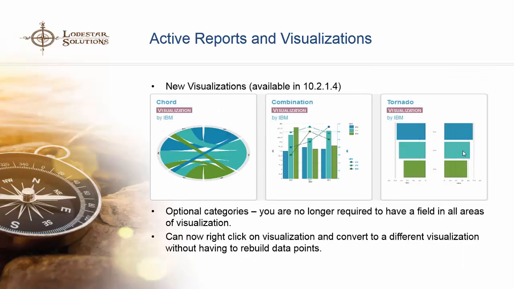Also, there are a few new visualizations that were actually released in 10.2.1 through FixPack 4, but they are a combination chart, a tornado chart, and a chord chart. Most of you have used a combination chart when you have the bar or column graphs with the lines showing different data points. The tornado chart is a bar chart that can show two opposite moving measures, which I think is pretty cool. And the last chart is a chord chart. What this does is show relationships between categories.